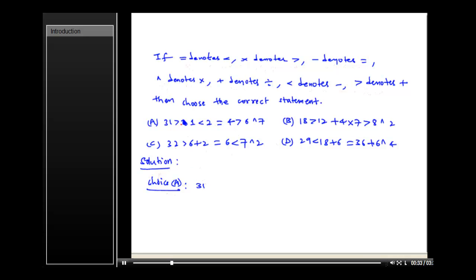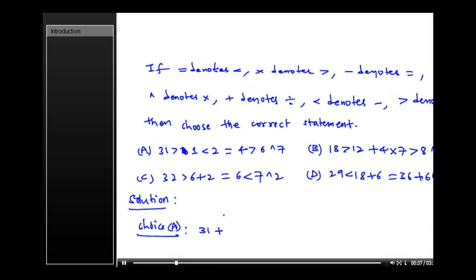Here 31 greater than means plus 1 less than means minus 2 is equal to means less than 4 greater than means plus 6. The symbol means into 7. We'll check whether this statement is true or false. This implies 31 plus 1 is 32 minus 2 less than 4 plus, here we are applying the BODMAS rule, 6 into 7 is 42. This implies 32 minus 2 is 30 less than 4 plus 42 is 46. This statement is true.